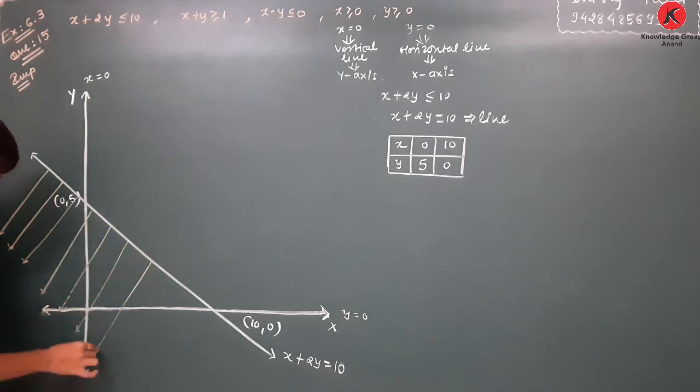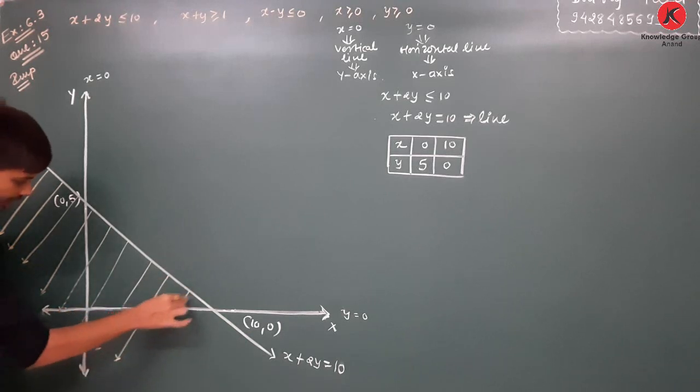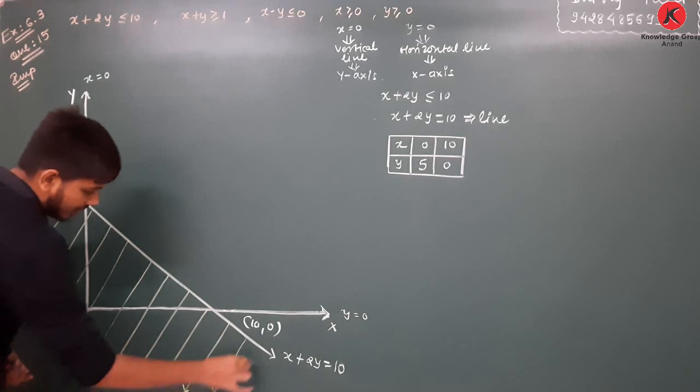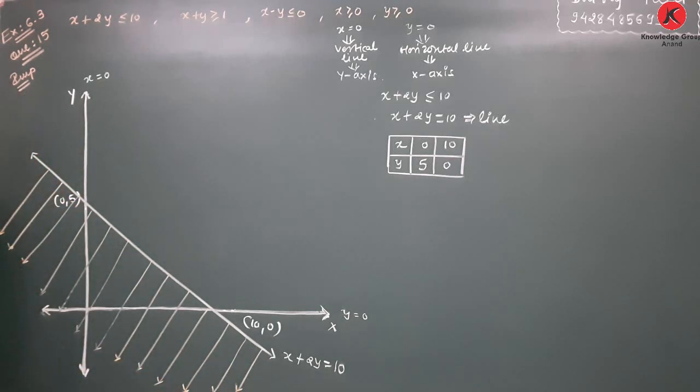Origin will satisfy this linear inequality. Therefore, the region in which origin lies is our feasible region for this inequality. Okay? So this is the region.